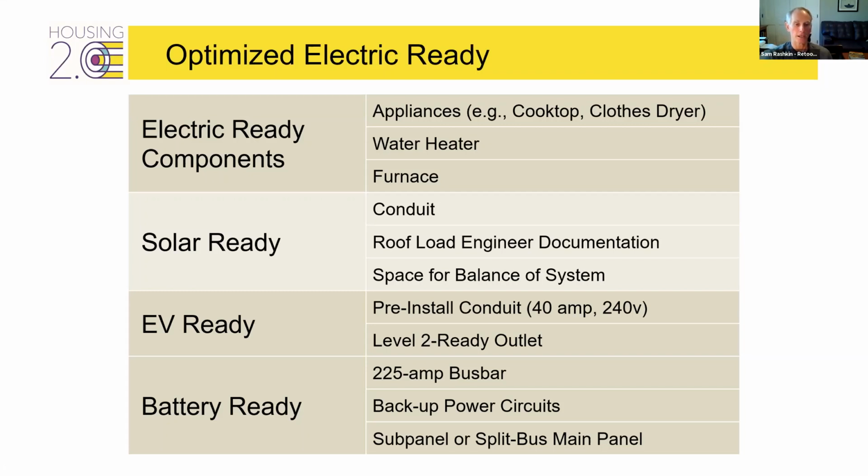Make it EV ready. And battery ready is about having a 225 amp bus bar and separately setting up the circuits for backup power. You don't run backup battery power to every outlet and every piece of equipment in your home, so prioritize setting up those circuits, and then have a sub panel or split bus main panel for being able to toggle. So when there is a supply interruption or a post-disaster event, the backup power with the battery and the solar, everything knows where to go.